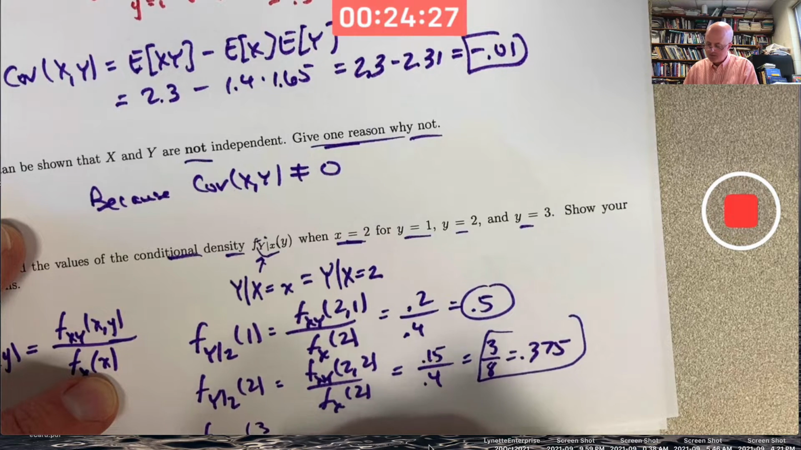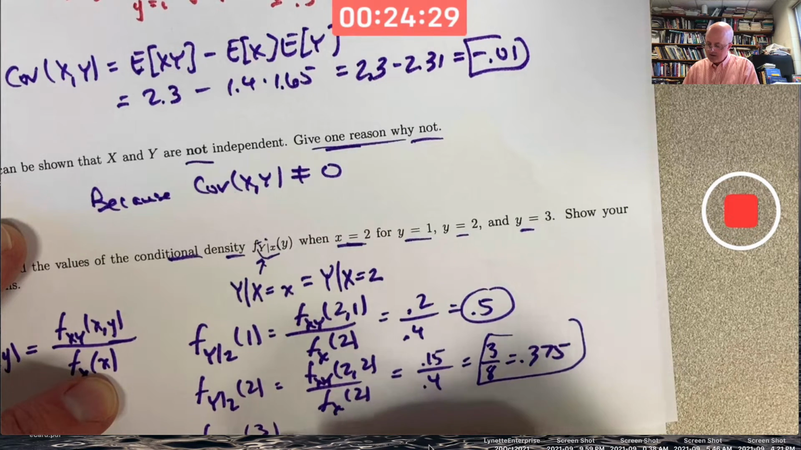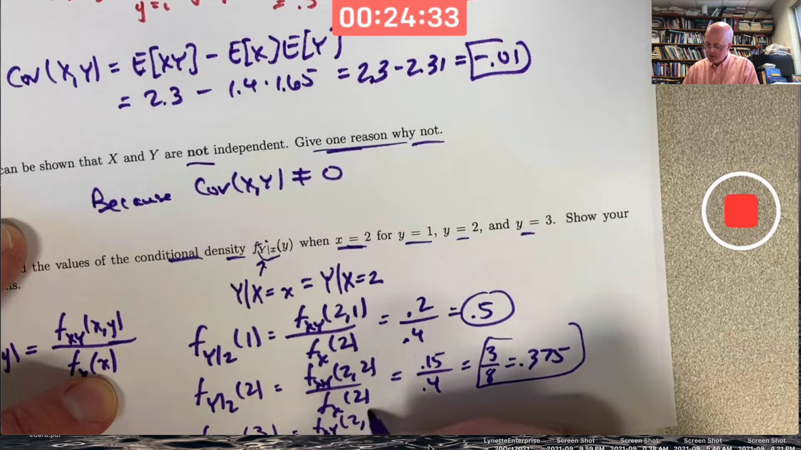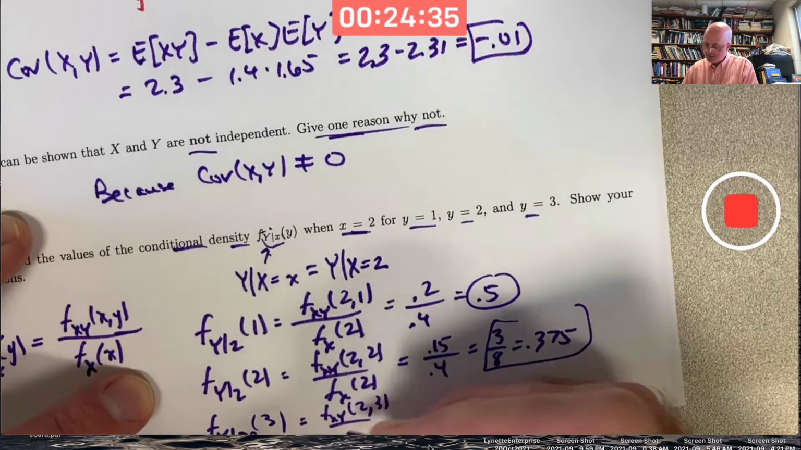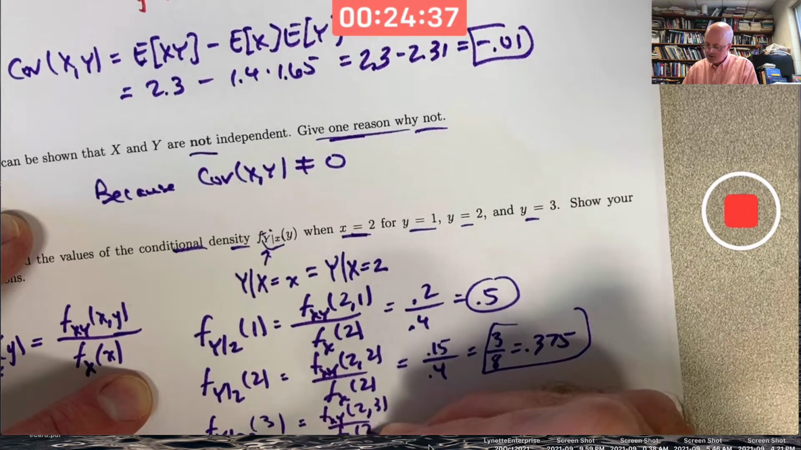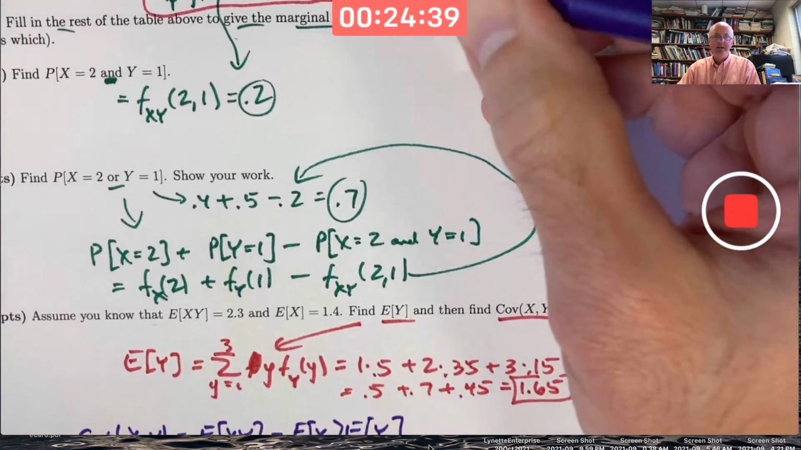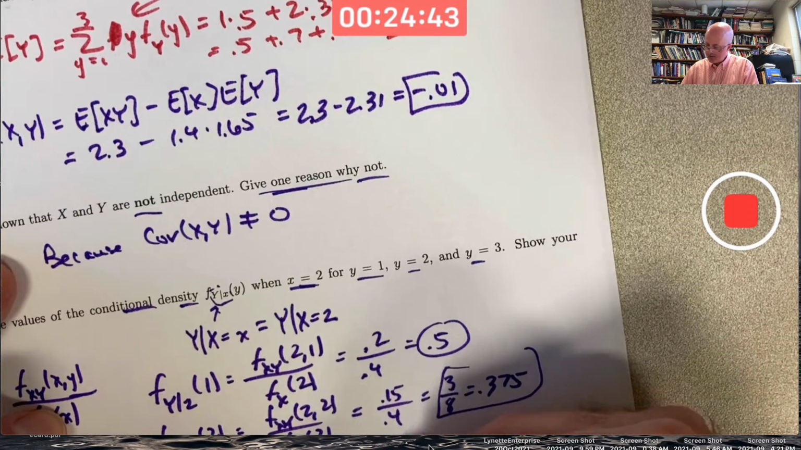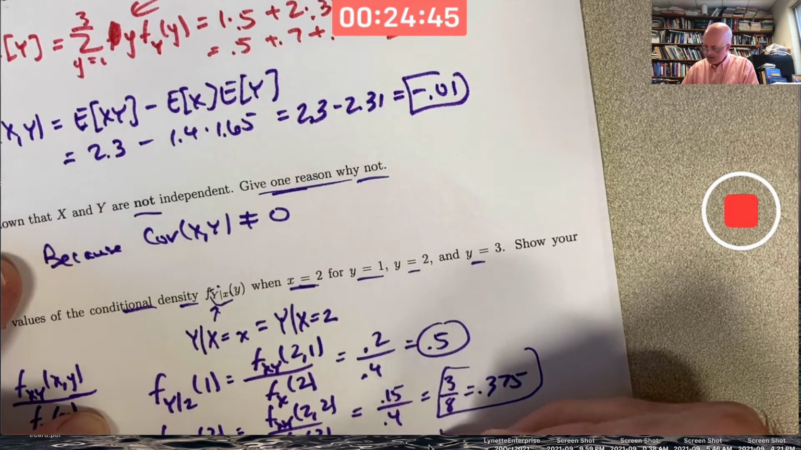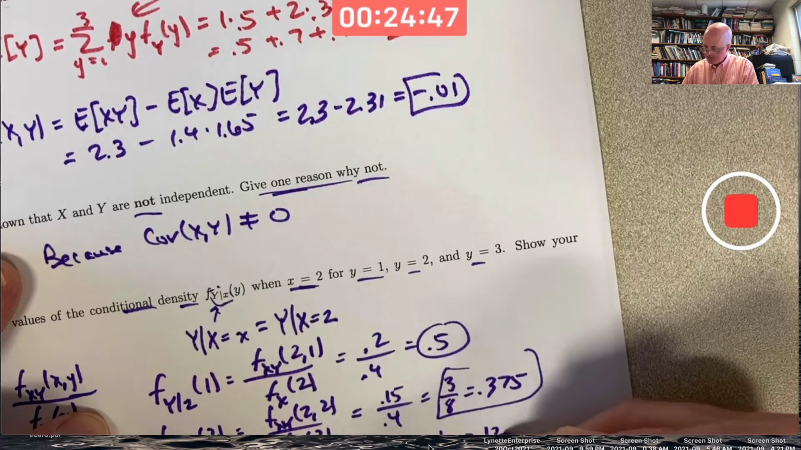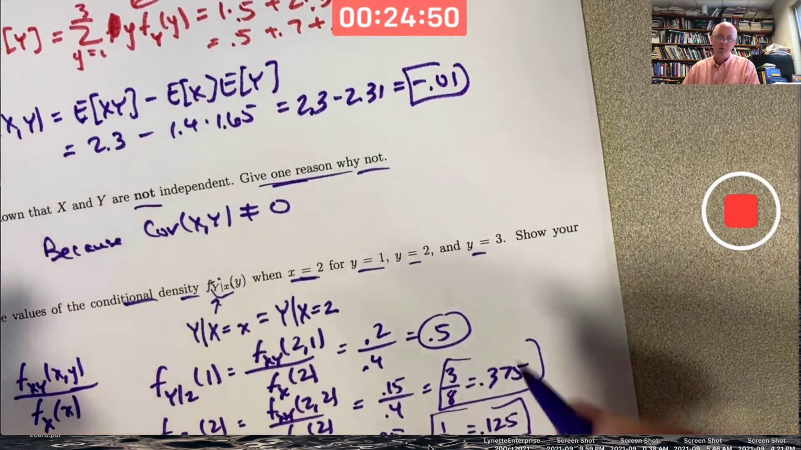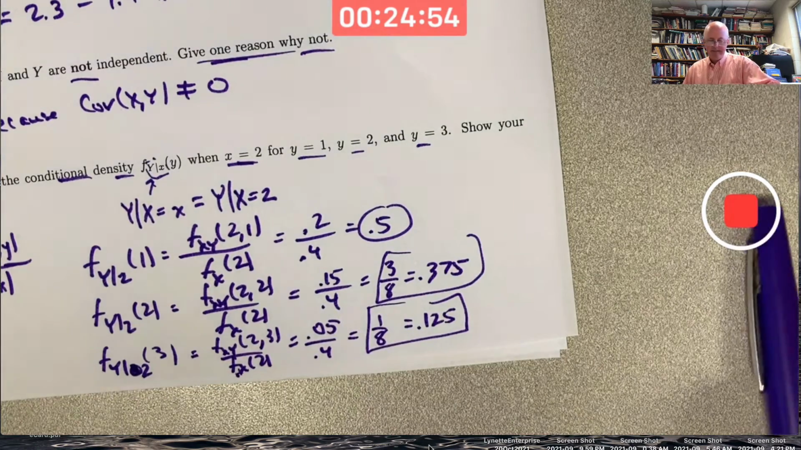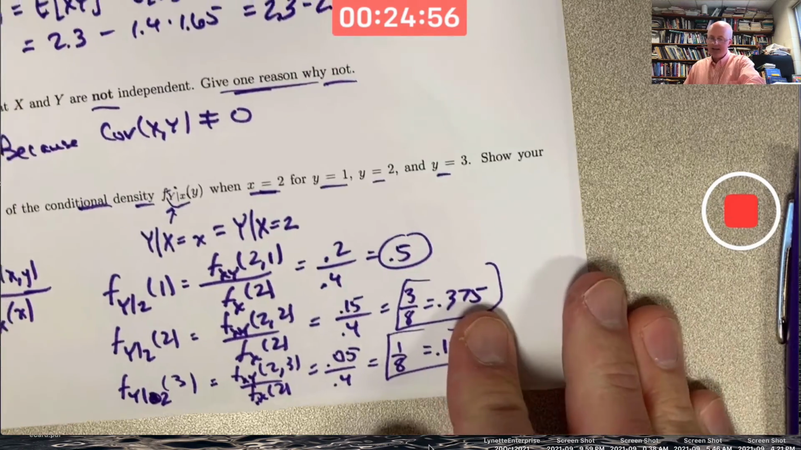Oops, this is a 2 here. Joint density evaluated at x is 2, y is 3, divided by the same number as before, the marginal density evaluated at 2. Joint density value is 0.05. 0.05 divided by 0.4, yes, is 1/8, is 0.125. Yes, and these things do have to add up to 1 as they do. Sorry, I couldn't quite see it there. All right.